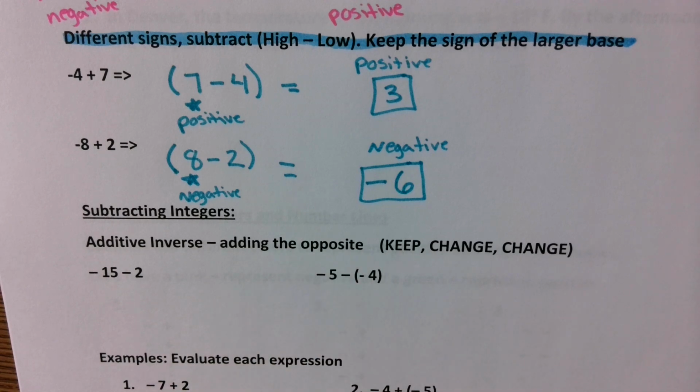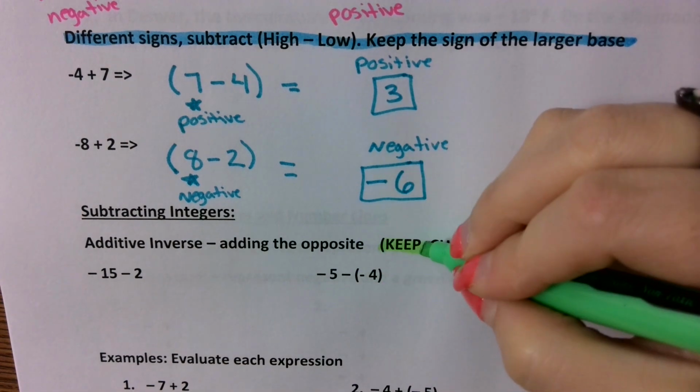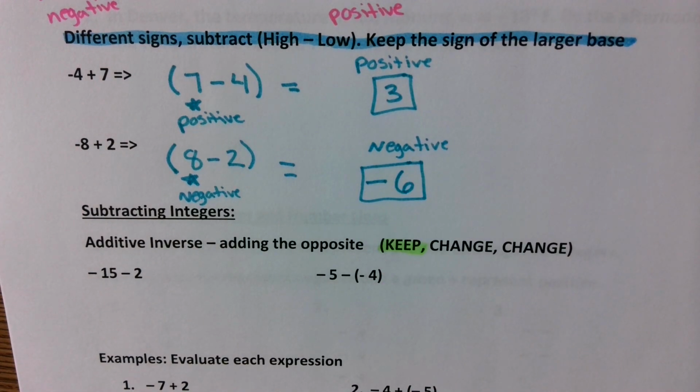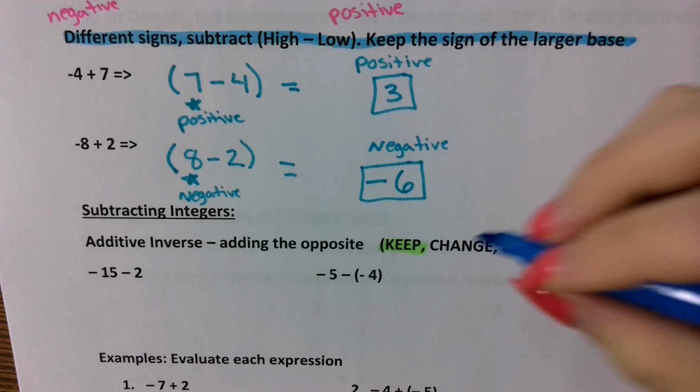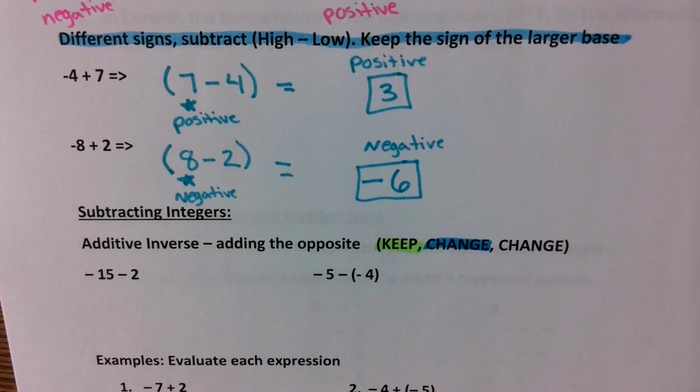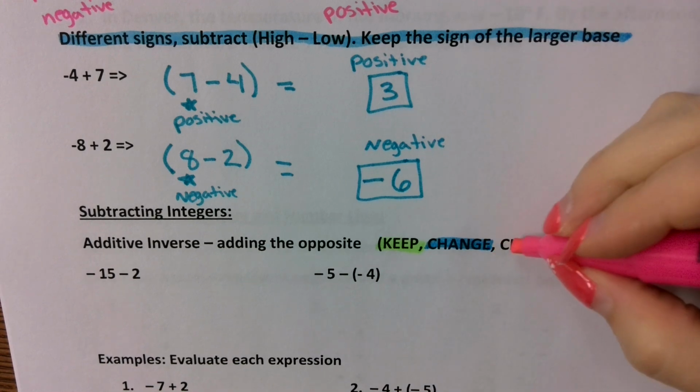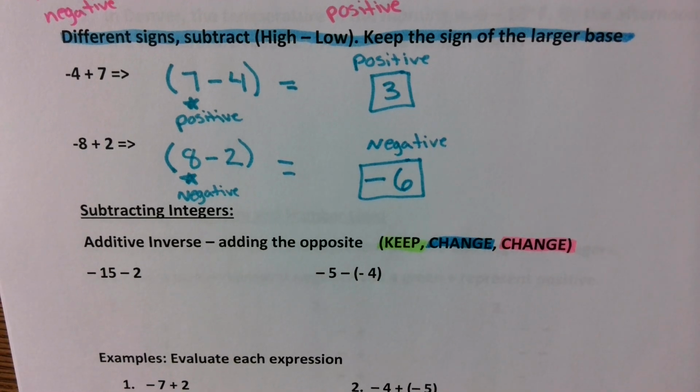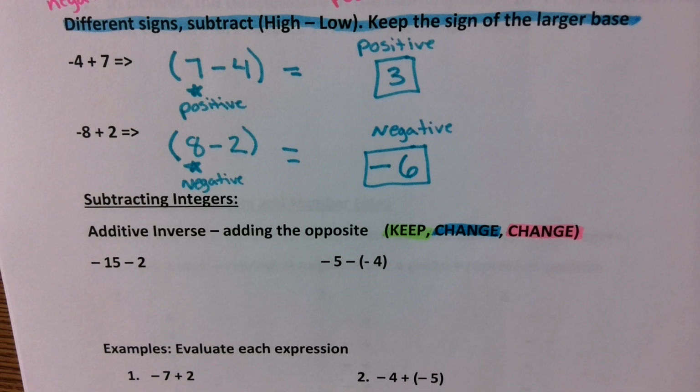So it's a 3-step rule. You're going to keep the first number the same. You're going to change the subtraction to addition, and then you're going to change the second number to its direct opposite. So keep, change, change. It helps if you divide your problem up into 3 parts.